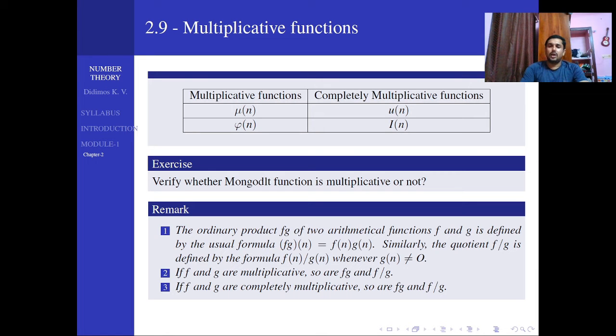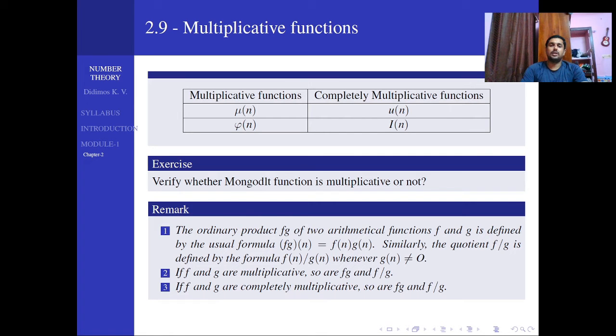Now, u of n and I of n. U of n is nothing but u of n equal to 1 for every n. These two functions are completely multiplicative, along with the function f alpha we discussed in the previous slide. So you may verify.